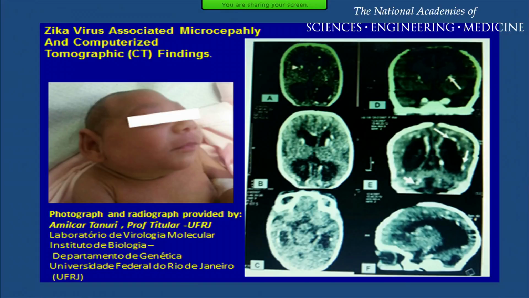Next slide, please. And this is illustrated here. This is a photograph provided to me by an investigator in Brazil showing an infant with microcephaly that was associated with a maternal Zika infection. The CT scan on the right shows the calcifications in the brain, as you can see by the white spots along the ventricles, and the large ventricles indicating loss of the cortex in this part of the brain. Next slide, please.